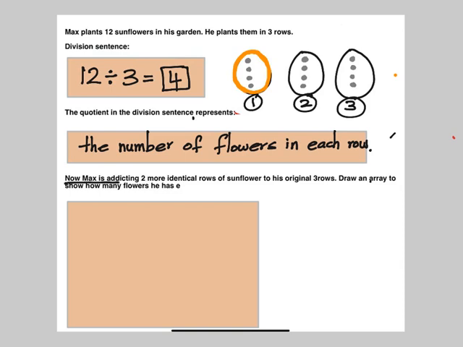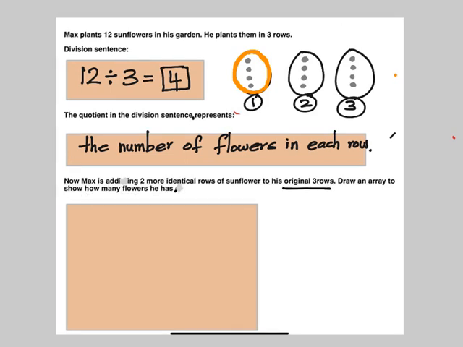Now Max is adding 2 more identical rows of sunflowers to his original 3 rows. Draw an array to show how many flowers he has. So original 3 rows, that means already he had 3 rows of flowers, right? That is what we did. So let me draw the 3 rows first.